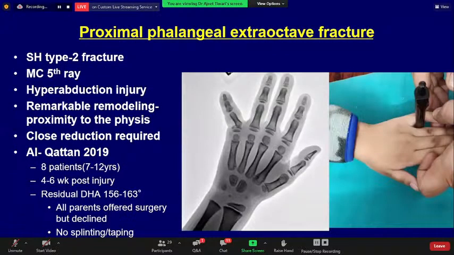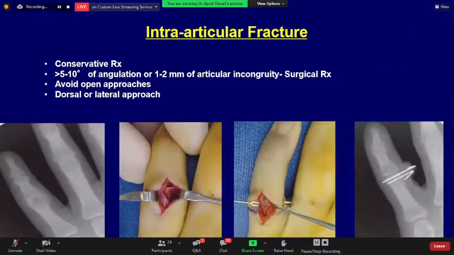There are some proximal phalangeal extra-articular fractures. These extra-articular fractures happen at the base. These fractures can be reduced by putting a pen or pencil in between the fingers, and the deformity can be corrected. Intra-articular fractures are difficult to treat conservatively, but sometimes if reduced well, it's okay. Otherwise, you have to open and put K-wires or screws.